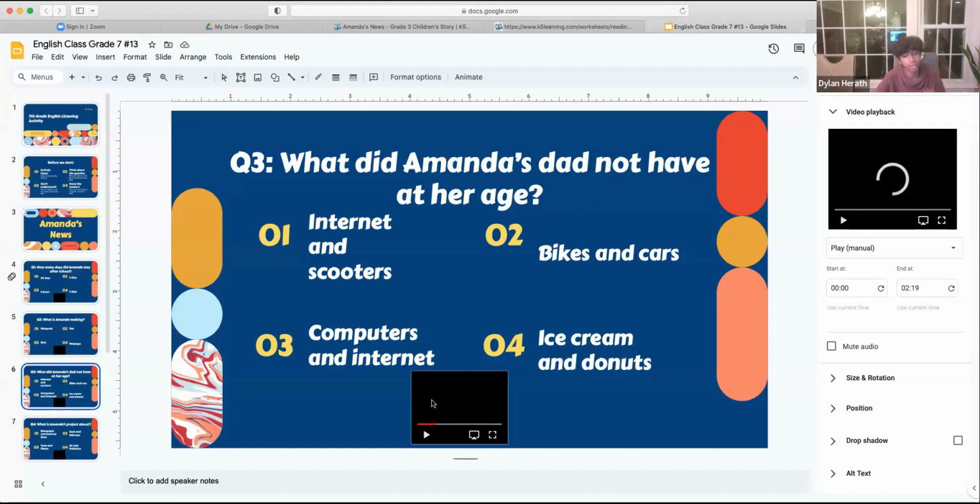Innovations are advancements, like inventions. So it's very new in the concept of how many people have been living in countries, especially in the last, not decade, but in our century, the 2000s. It's very new. So that's something even Amanda's dad did not have at her age.